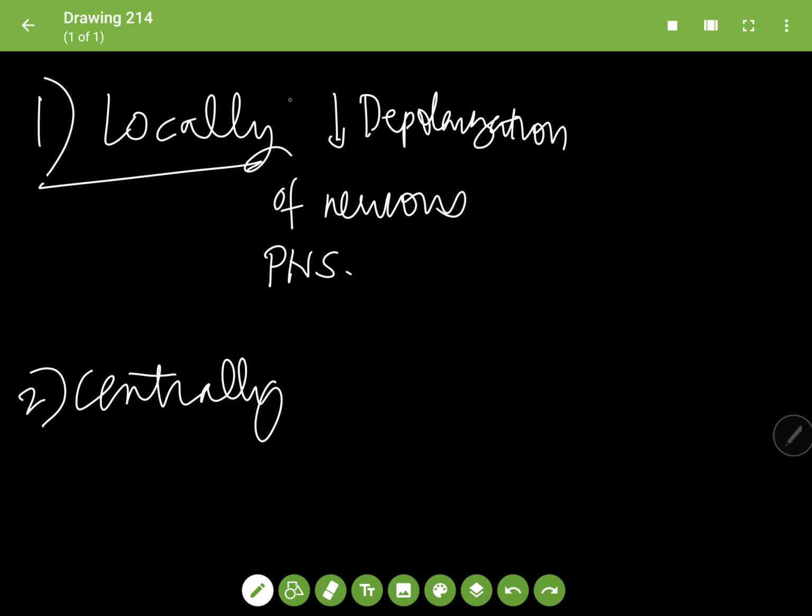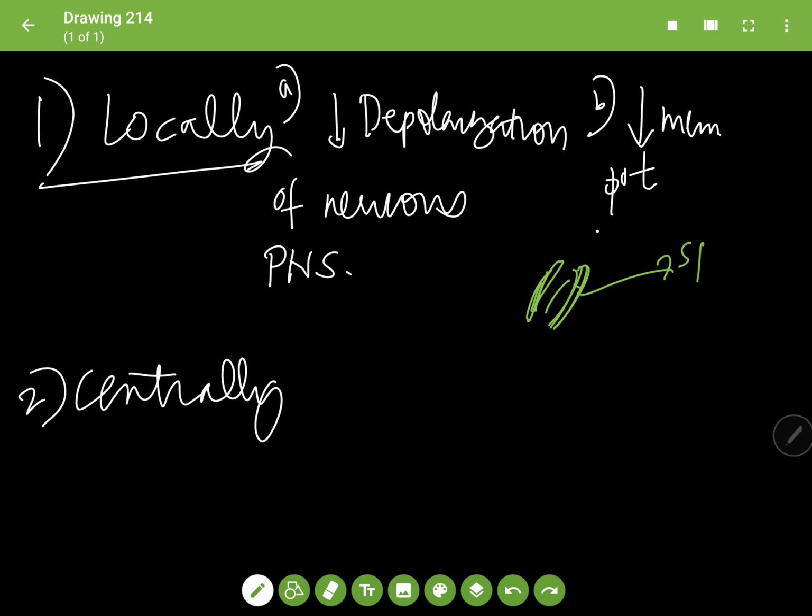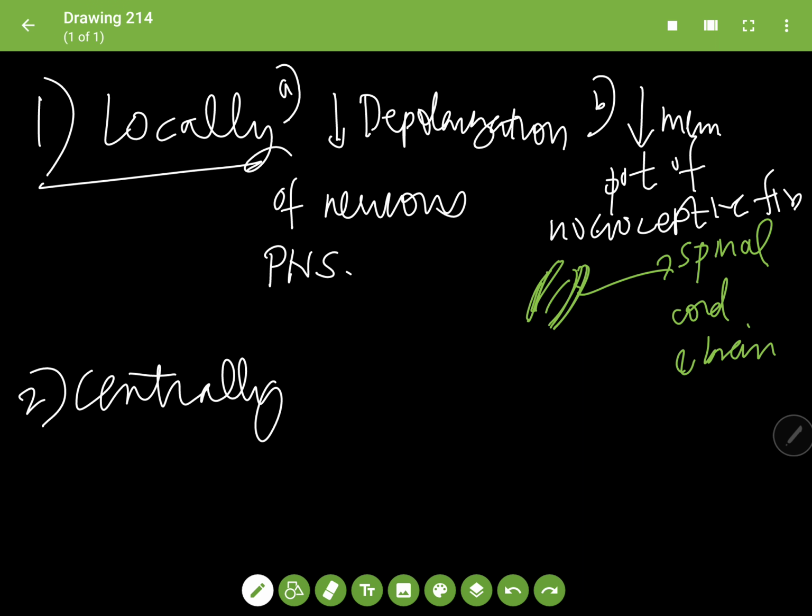And the second way is through decreasing the membrane potential of fibers called nociceptive fibers. So remember that the nociceptive fibers are the ones that send signals about pain to the spinal cord and brain. So you're acting to decrease the membrane potential of these nociceptive fibers.